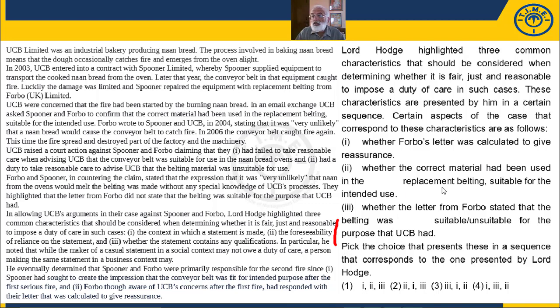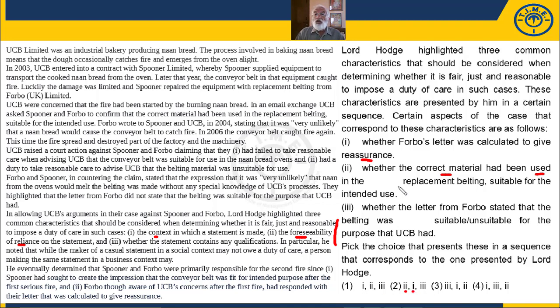What are the characteristics given to us? Whether Forbo's letter was calculated to give reassurance. And if it was calculated to give reassurance, then you are looking at whether people are going to rely on my statement, right? So 1 here corresponds to the judge's 2. Now, the second statement is whether the correct material had been used in the replacement belting, suitable for intended use. That is what the entire case is about, right? And therefore, that is the context in which the statement is made. So that means 2 here corresponds to 1 in what the judge says.